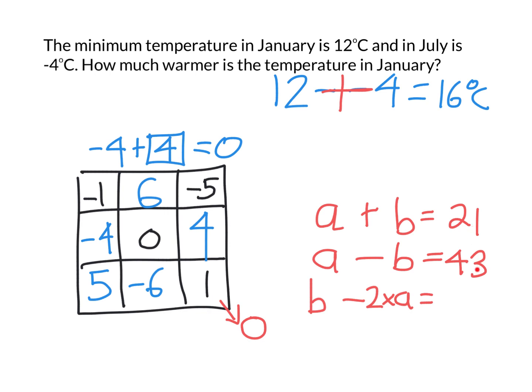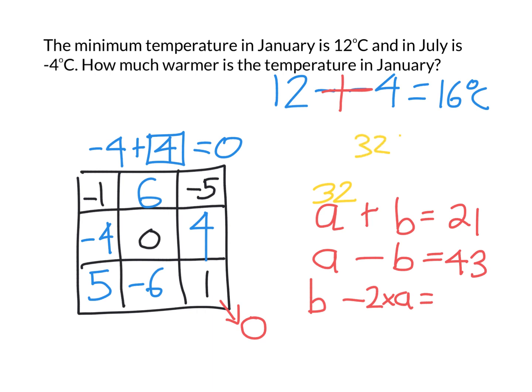Note that these two add up to 64. A is going to have to be halfway between those two numbers. Half of 64 is 32. So A is going to have to be 32. So if A is equal to 32, what does that say about B? What do you add to 32 to get to 21?